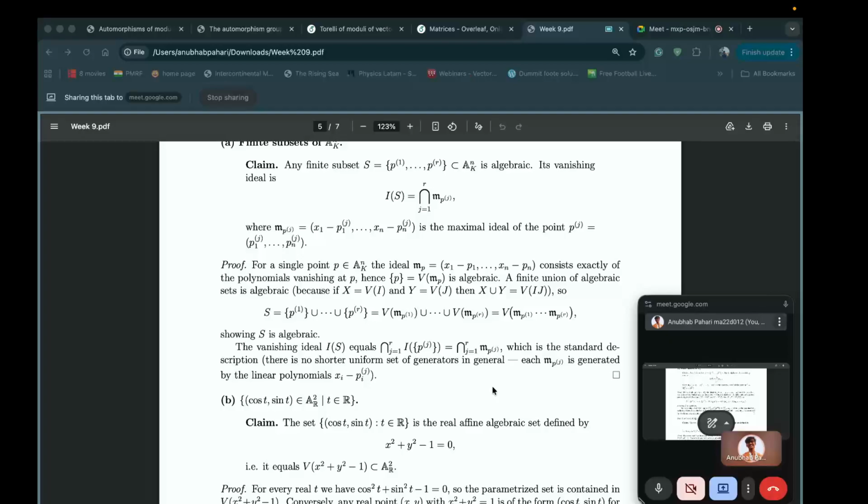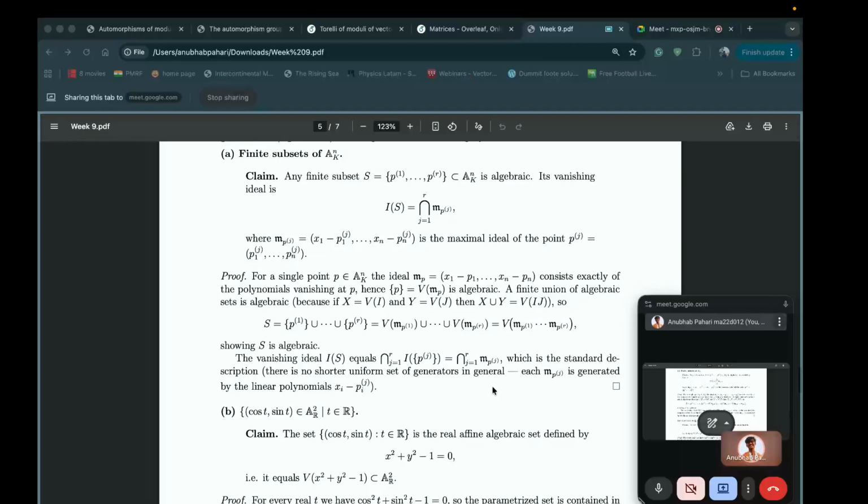Okay, so let us start solving this. Now, for a single point P of k^n, the ideal M_P consists exactly of the polynomials vanishing at P, right? That means it is clear that V(M_P), which is a single point P, is algebraic.